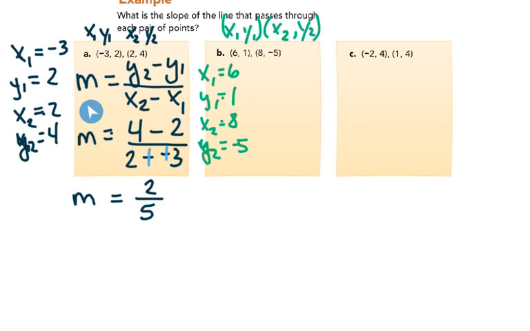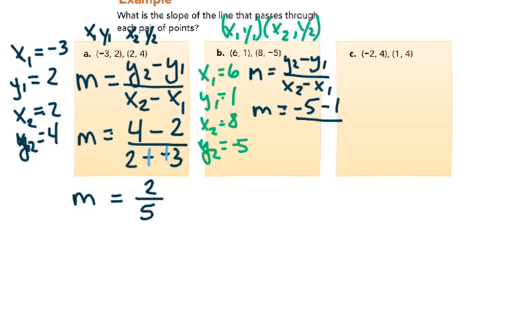Now I'm ready to plug it into this formula. So I'm going to write the formula down. M equals y2 minus y1 over x2 minus x1, and I'm ready to plug numbers in. So the slope equals negative 5 minus my y1, which is 1, over the x2, which is 8, minus the x1, which is 6.